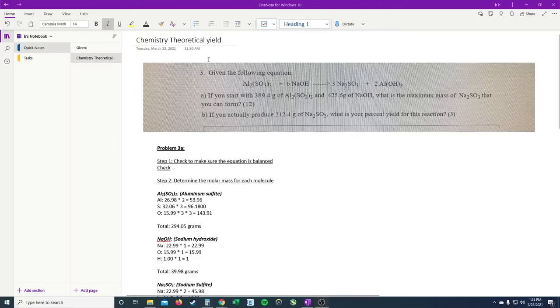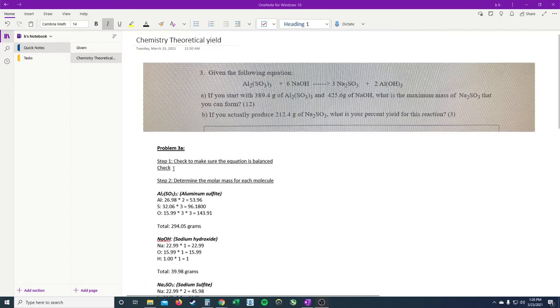Hello everyone. Today we have a chemistry theoretical yield problem, in which we're given an equation of aluminum sulfite and 6 sodium hydroxide, which turns to 3 sodium sulfite and 2 aluminum hydroxide. The problem does give you the mass of aluminum sulfite and the mass of the sodium hydroxide, and it's asking you what will be the resulting theoretical or maximum mass of sodium sulfite that can be formed.